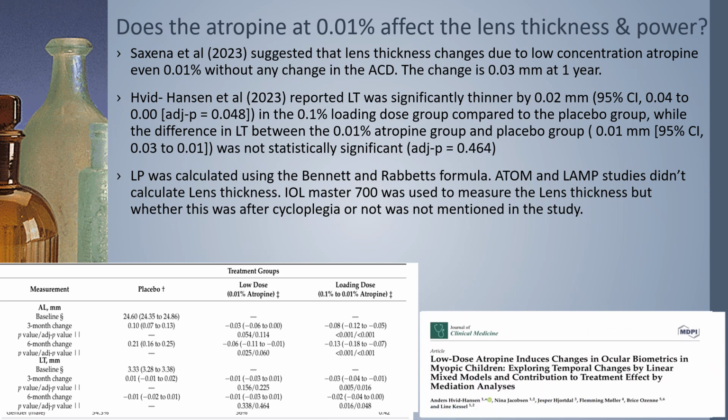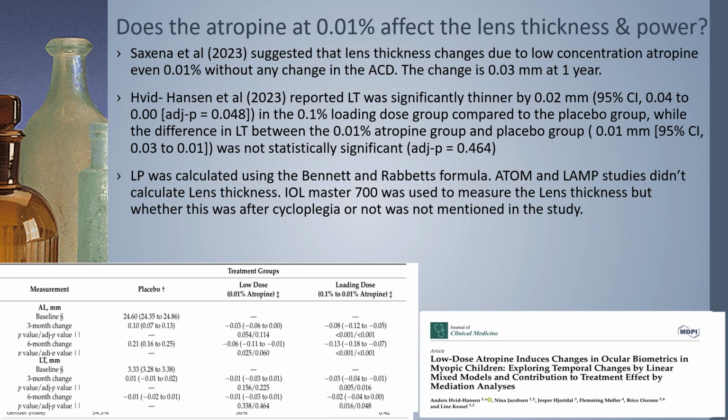Also suggested that low concentration atropine induces certain changes, and lens thickness became thinner by 0.02 millimeter. So what they did was that once they had this lens thickness, they tried to calculate the lens power using the Bennett formula, and they found that lens power was significantly changed because of the small lens thickness change.